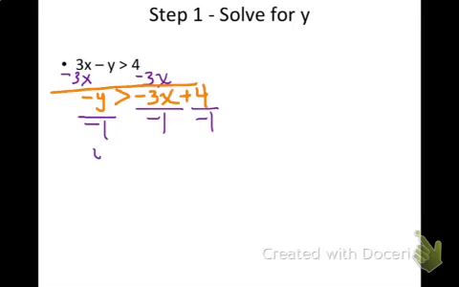So then that leaves me with y is less than, okay? Notice the sign changed. The sign changed because I divided both sides by a negative number. So negative 3x is 3x, and positive 4 becomes minus 4, or negative 4, same thing. Okay? So now I'm done with step 1. I solved for y.